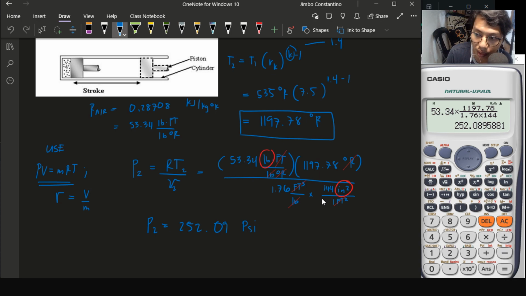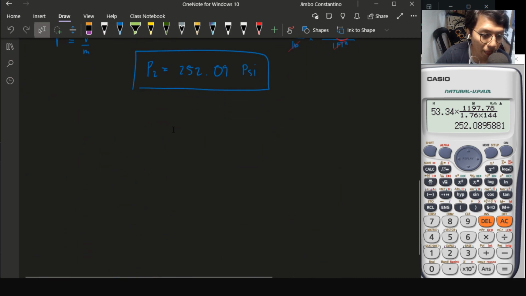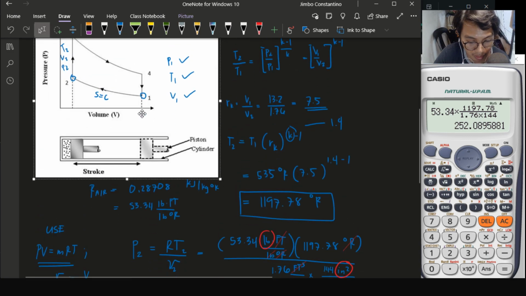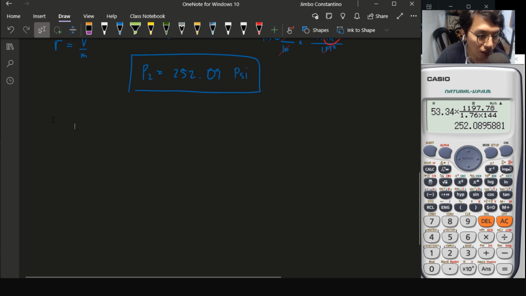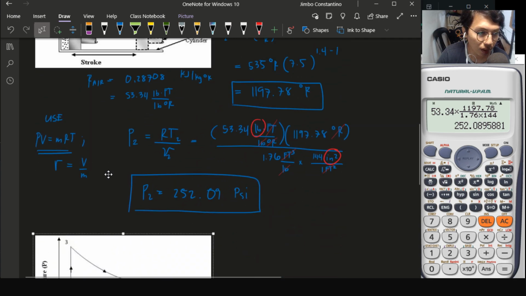Yan. Nakalimutan ba ako dyan? Ay, wala naman. Okay. That is P2. Meron na tayong compression ratio. Check. I-cross out na natin. Okay. Highest temperature and pressure. End of expansion. Wala pa tayo. Okay. At 2 to 3. Copy ko na lang to para hindi tayo mahirapan. Control C. Yan. Control V.